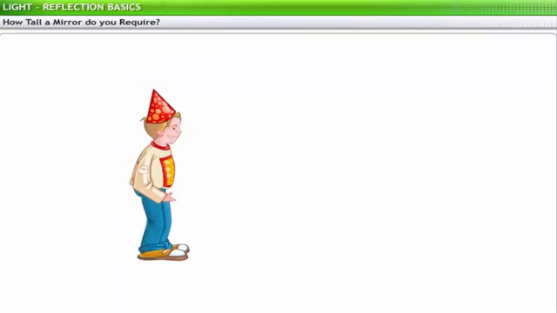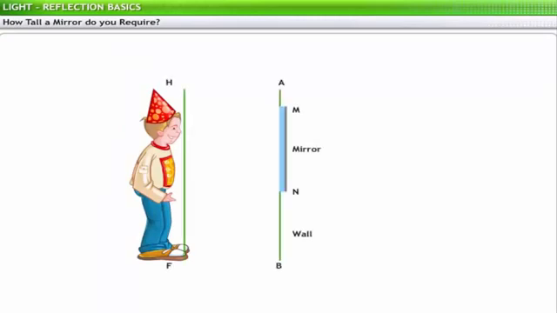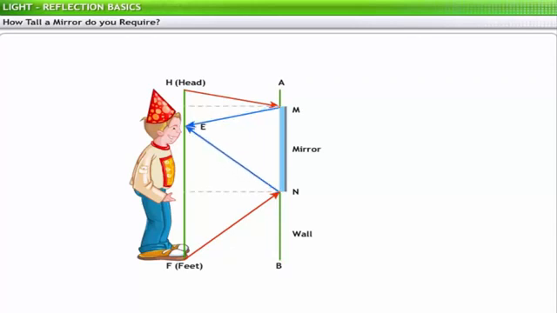Consider a person of height HF standing in front of a mirror on the wall, where H represents the highest point on his head, F the lowest point on his feet, and the eye, E, at eye level. The person will be able to see his full image if he can see points A and B. The mirror requires a height where the incident rays HM and FM, after reflection, reach the eye of the person.